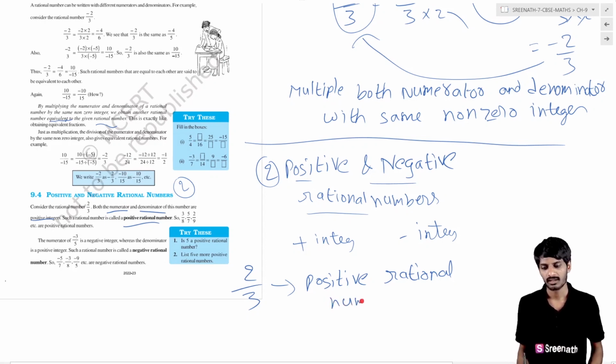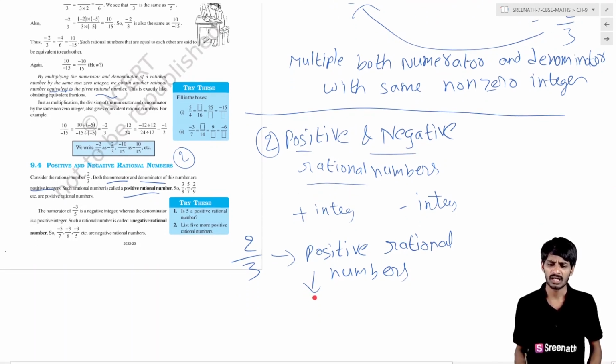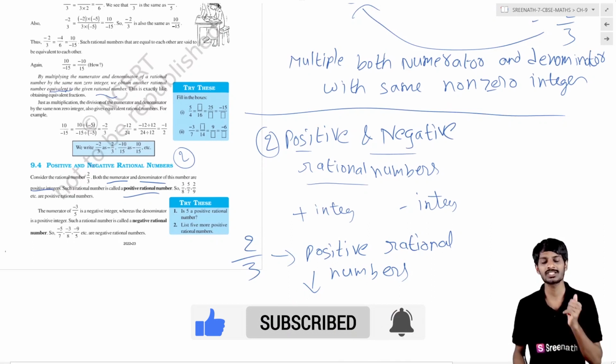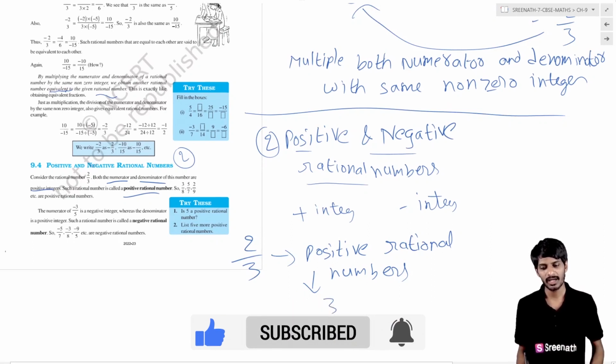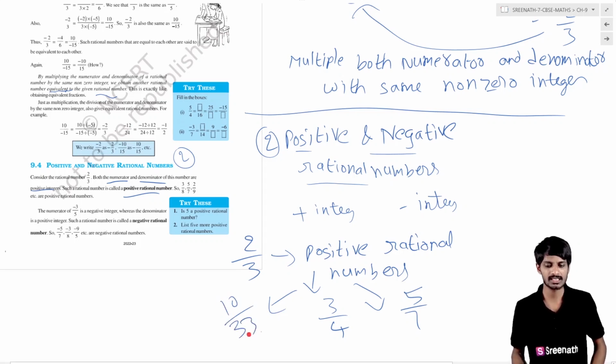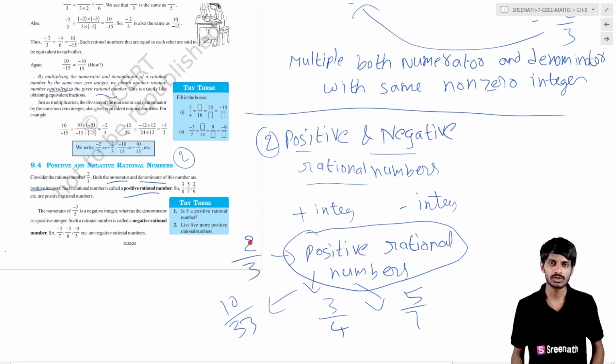Without wasting time, give me some more positive rational numbers in the comment section. Can you give another positive rational number? Very simple. The only condition is that numerator and denominator must be positive integers. So 3 by 4, 5 by 7, and 10 by 33 are also positive rational numbers. Why? Because numerator and denominator both are positive integers. So positive rational numbers have positive integers in both numerator and denominator.